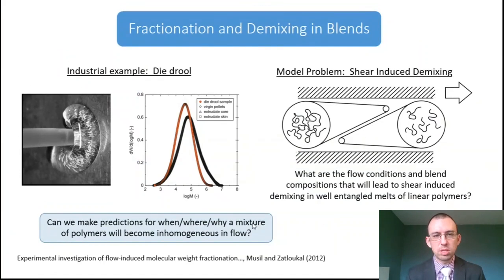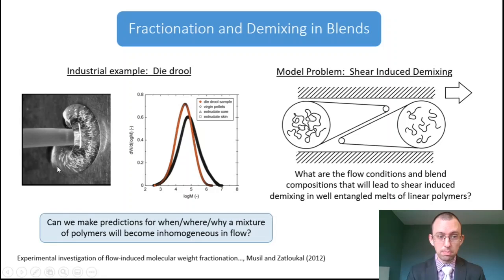So, to begin with, I want to establish that flow-induced fractionation and flow-induced demixing are not purely academically interesting subjects. These have real industrial relevance as well. In particular, this phenomenon called die drool. If you are extruding a polymer through a die, then what can happen is that you will get this buildup of polymer on the die face that's sort of leaking out of the extruder. And it's called die drool, and we don't know all the details of how and why this forms.